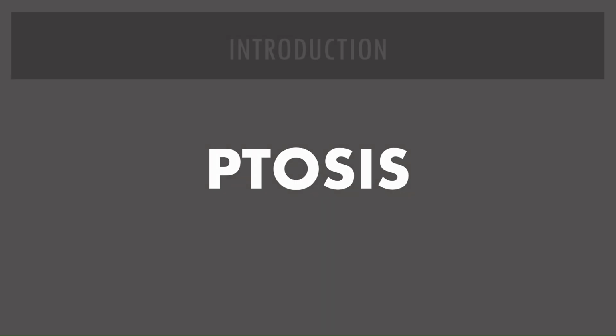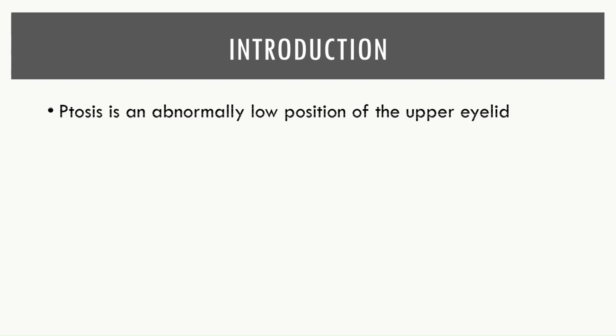In this video, we will cover ptosis in detail. Ptosis refers to a drooping of the upper eyelid below its normal position. It can be present at birth or develop later in life, and correct classification is essential for diagnosis and management.